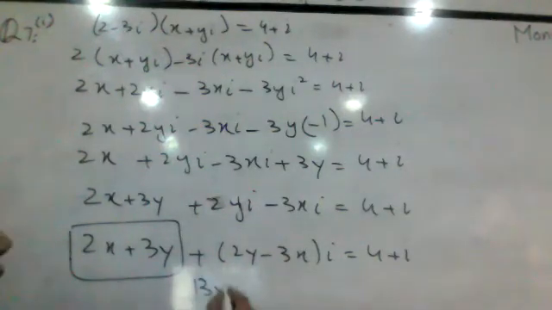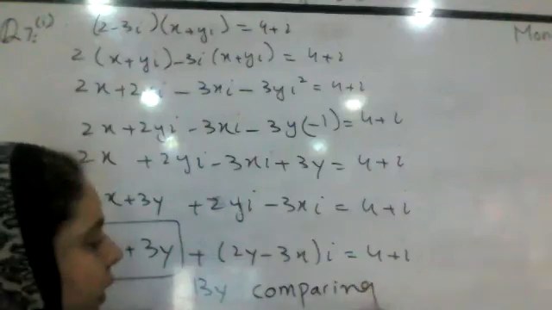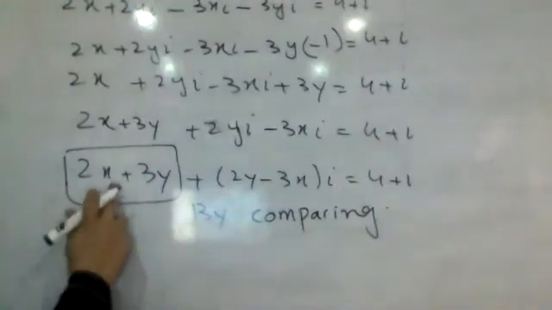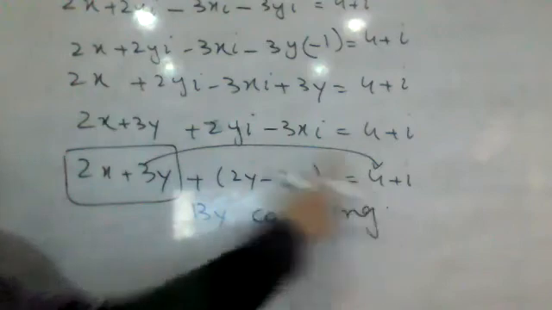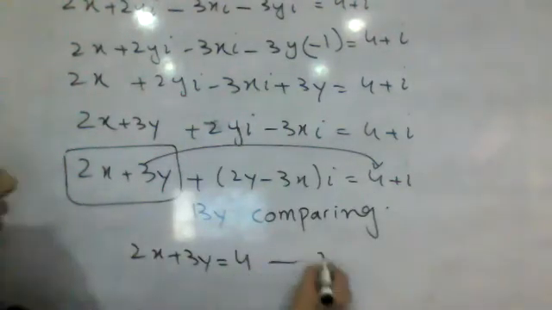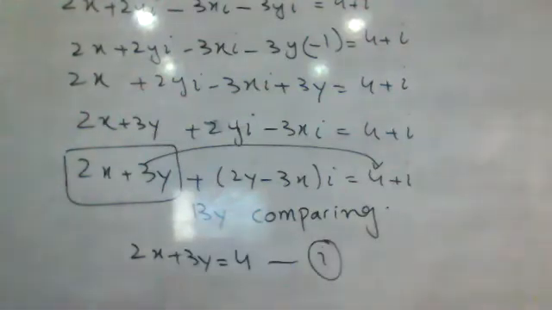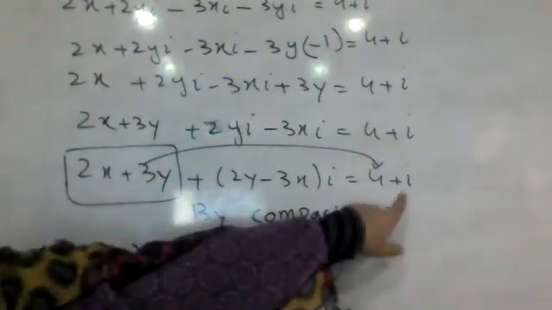So now I will compare. By comparing, what I will get, as this is the real part, it would be equal to 4 because its real part is 4. So I will write 2x + 3y = 4. This is my equation number 1. Now I will compare the imaginary part. This is the imaginary part. Can I write it like this? -3x + 2y is equal to, what is the coefficient of iota here?